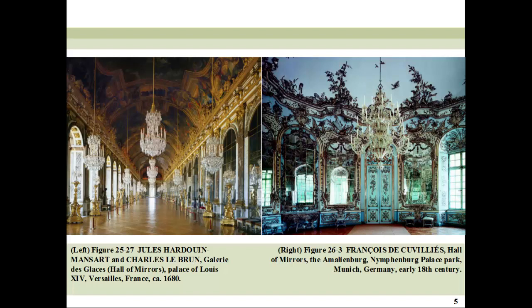The more intricate, thinner, complex, organic tracery combines with the lighter color scheme and expanse of the white ceiling in the Nymphenburg Hall of Mirrors to convey a lighter, airier, laissez-faire mood.